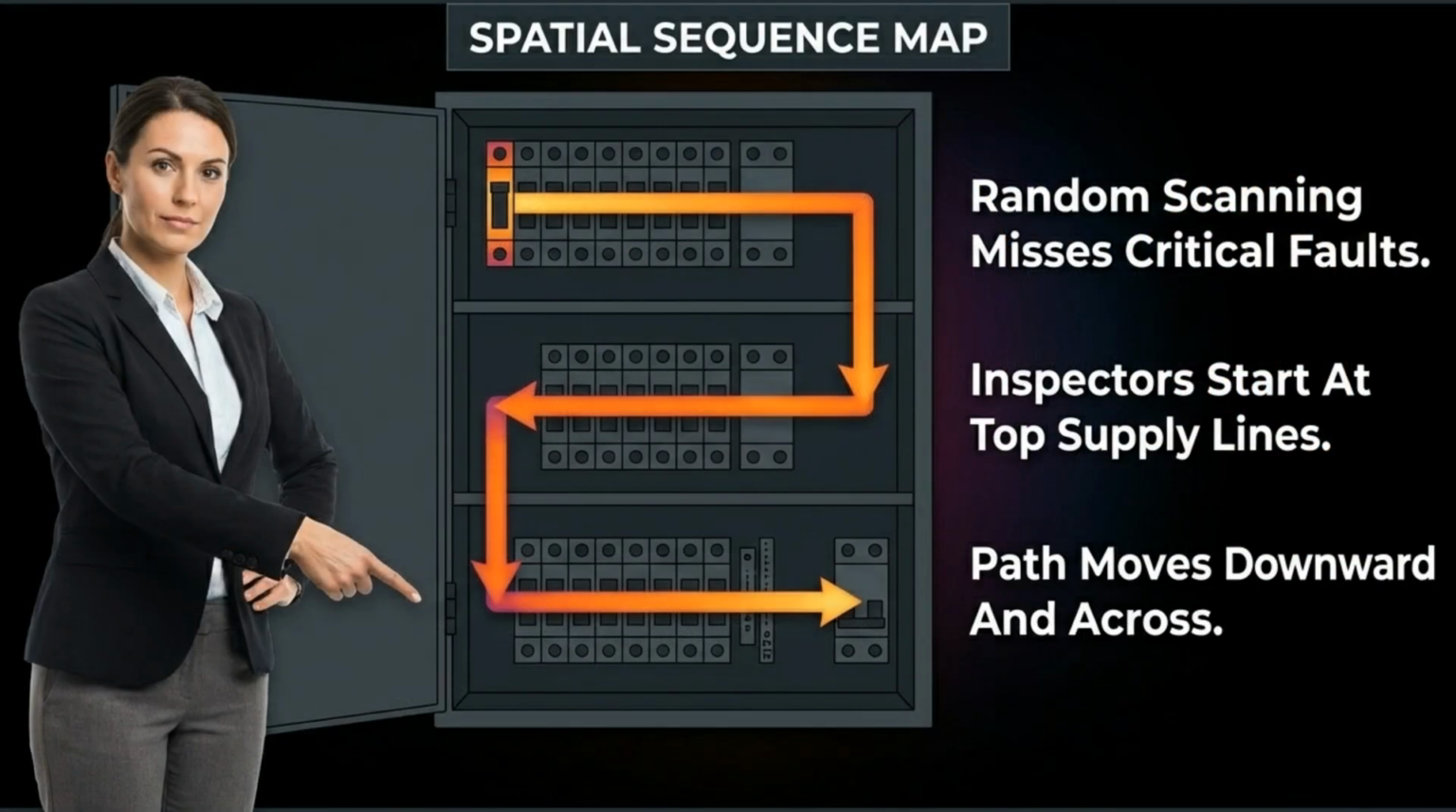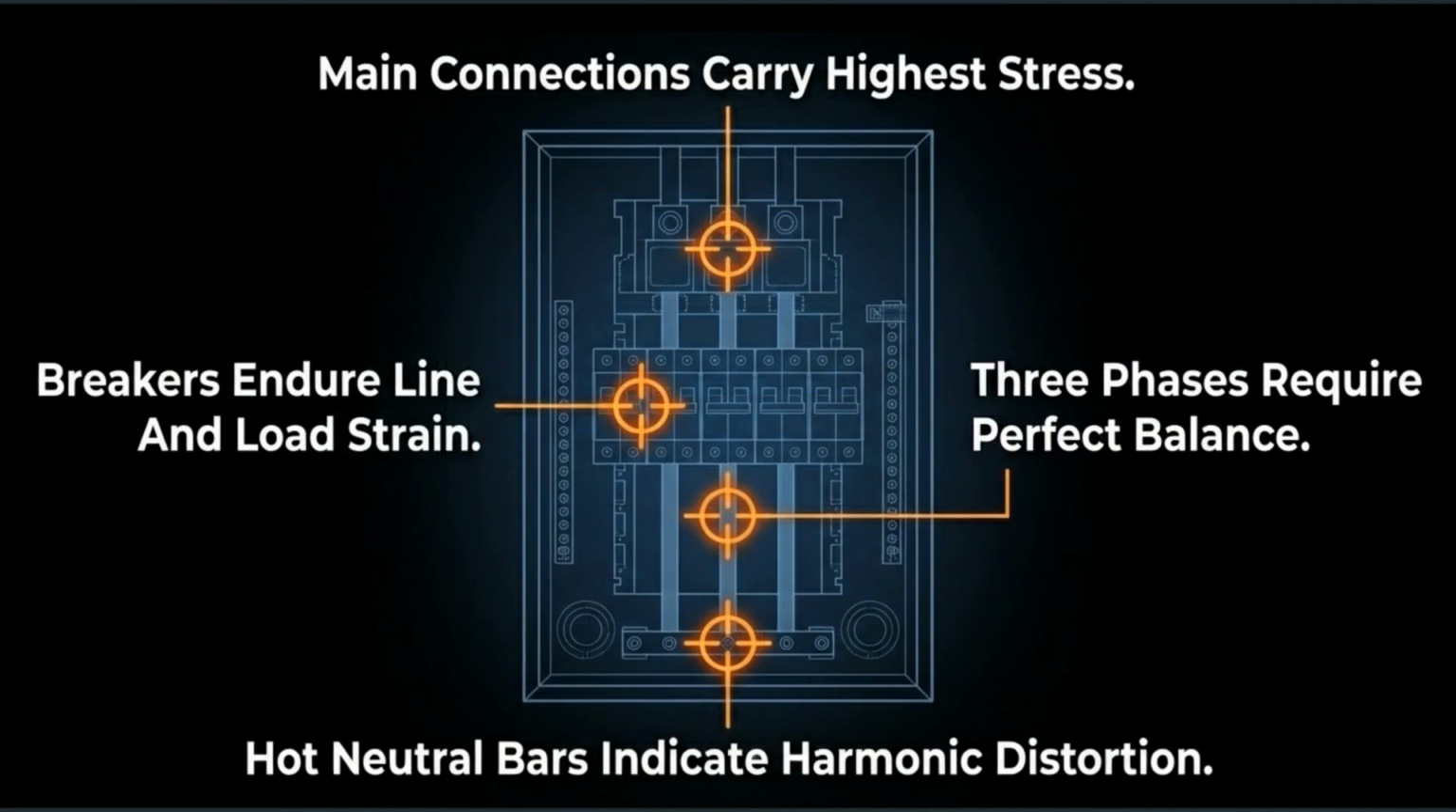Avoid random scanning, which misses critical faults. Inspectors should use a spatial sequence map, starting at the top supply lines and moving downward and across the system. Focus on high stress points.